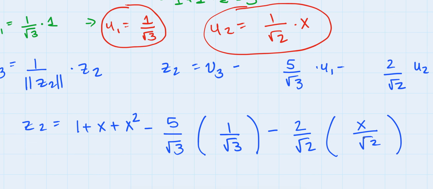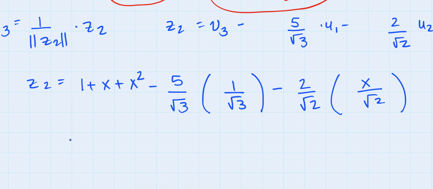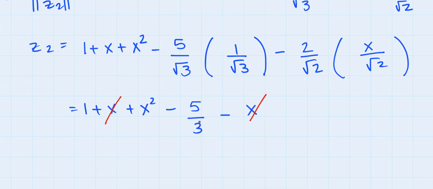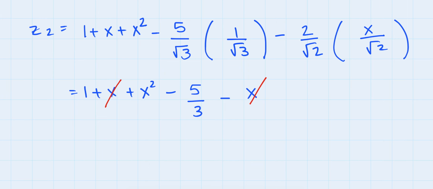So we're left with 1 plus x squared minus 5 over 3 minus x, because root 2 times root 2 is 2, and the 2 and the 2 cancel. Okay, so from there we can see that the x's cancel, and this is 3 over 3, so we could write this instead as 3 over 3. This is the same thing as 1. So we're left with x squared minus 2 over 3.